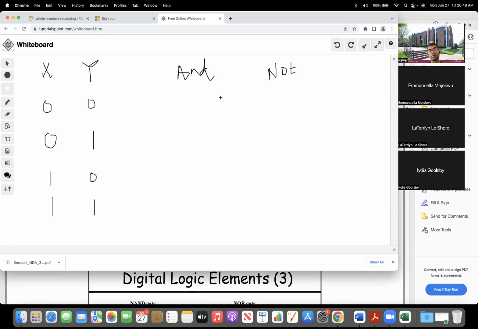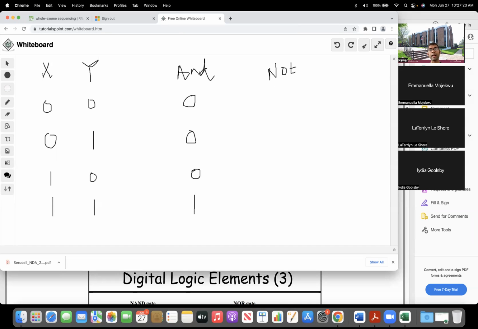Let me ask you, what value should I put here? Anyone? 0. 0 multiplied by 0 is 0. What should be the value here? 0. Okay, Lydia, what should be the value here? 0. Emanuela, what is the value here? 1. Okay.